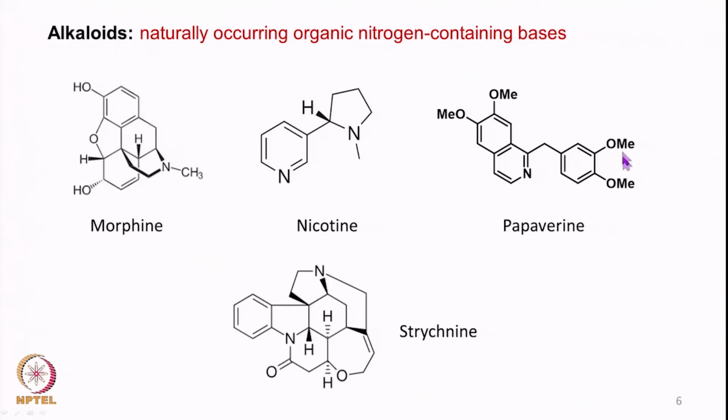Then we have this papaverine, which has these aromatic structures attached to each other, and then we have this strychnine. Now, these are 4 types of alkaloids that I have shown here, but then there are many of them. For example, yohimbine, reserpine and vinblastine, vincristine, there are many such alkaloids which are naturally occurring and they are all biologically important.